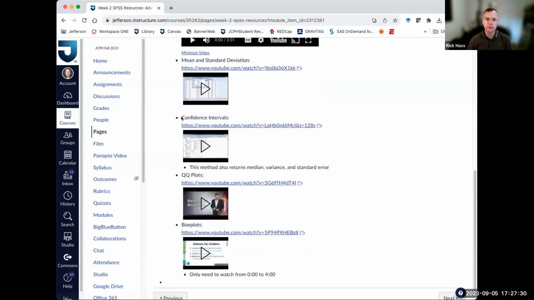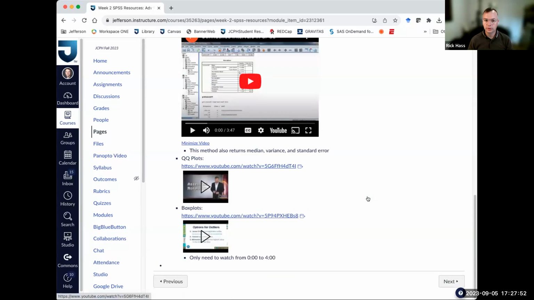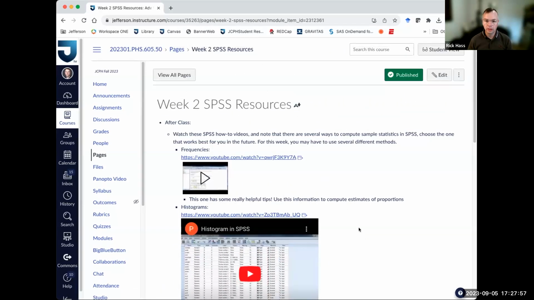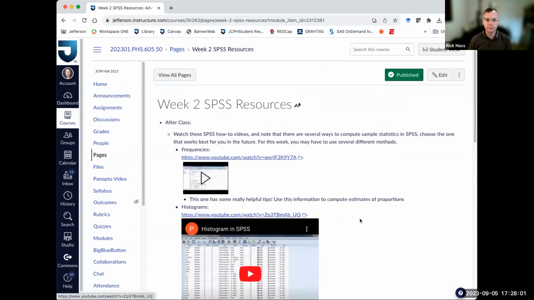To get confidence intervals, you have to use something called the explore command, which is often used when you want to break out your data. So for example, if we had data on blood pressure and you wanted to look at the males separately from the females, you would use that as well. And that's where you get your confidence intervals from. So you can take a look at these after class, this week. And again, I'll run through just some of the graphing things once we're done.